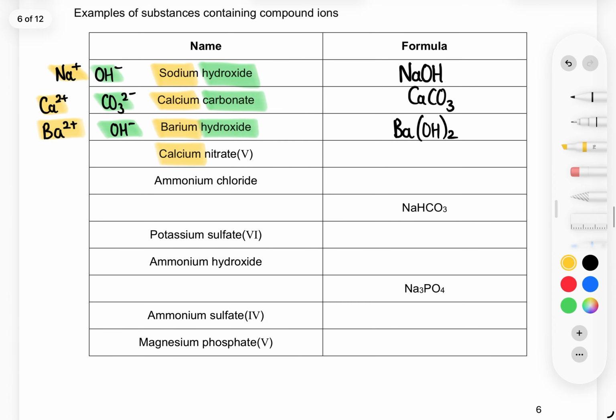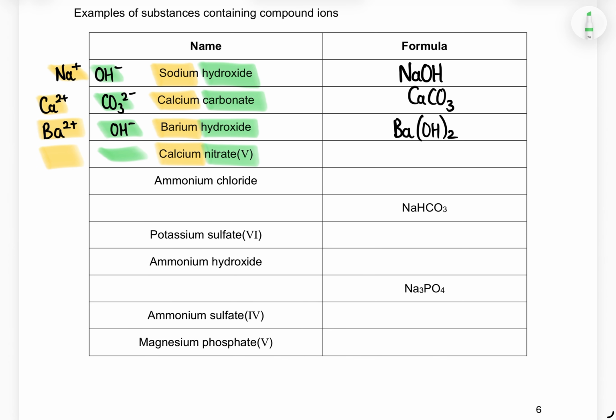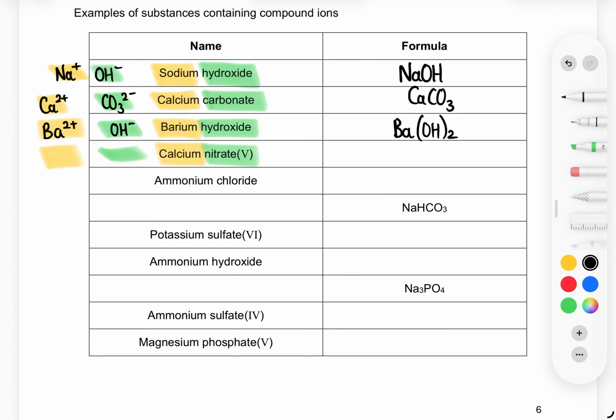So calcium nitrate. Calcium is in group 2, so it's a 2+ ion. Nitrate, we just memorise, is NO3-. So in order to put these together, we'd need 2 nitrates for a calcium.